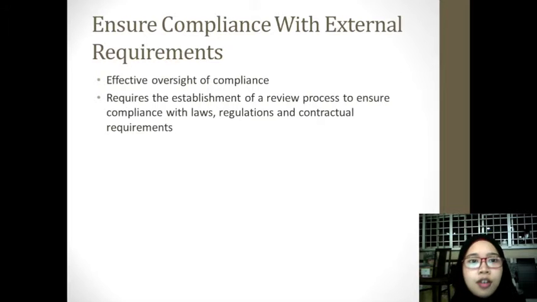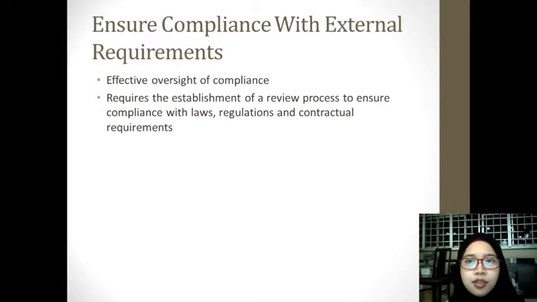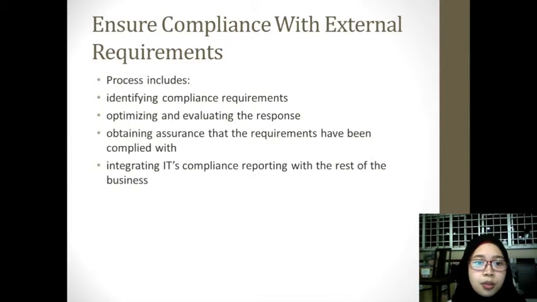So for Samsung, I have implemented ensure compliance with external requirements, which provides effective oversight of compliance and requires the establishment of a review process to ensure that all the assets of the company are compliant with law, regulation, and any contractual requirements. The process includes identifying compliance requirements, optimizing and evaluating the response, obtaining assurance that the requirements have been complied with, and integrating IT's compliance reporting with the rest of the business.